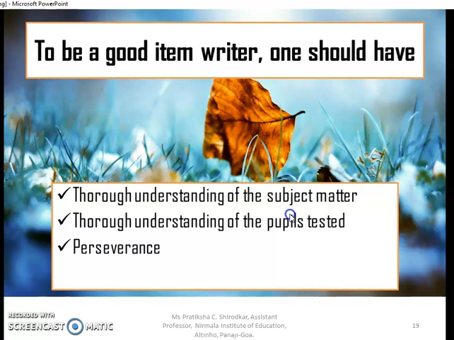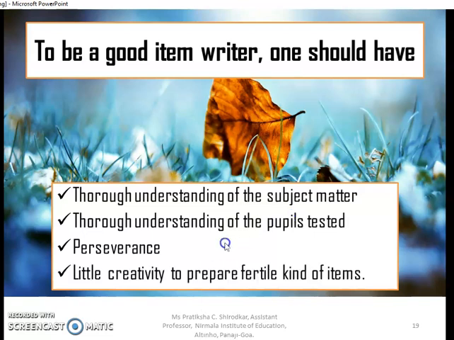Perseverance, because a lot of work and a lot of time can be consumed in this process. Little creativity to prepare fertile kind of items, because the questions need to be really logical and you need to frame them in such a way that they will look appealing.